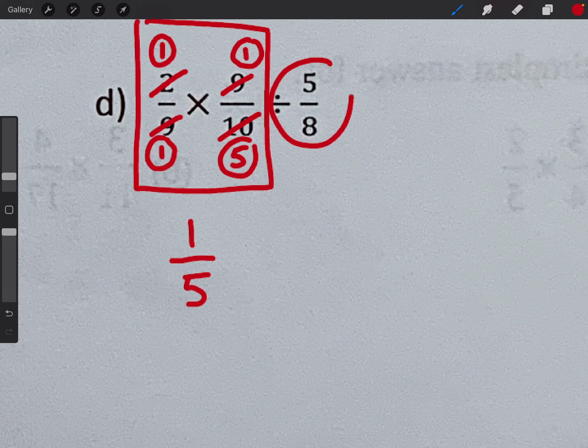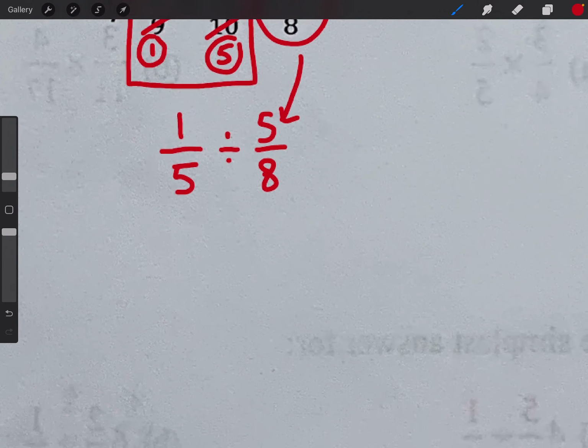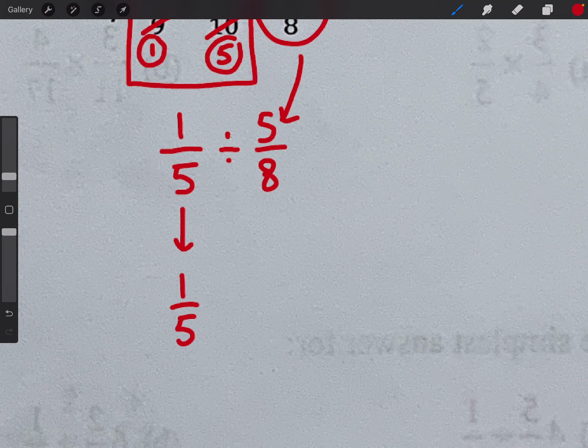Now we're going to take this second part and deal with this one. So we're going to divide it by 5 over 8. Okay, again, we're going to divide. So we're going to keep the first fraction the same, flip the second fraction upside down, and change the divide into times.